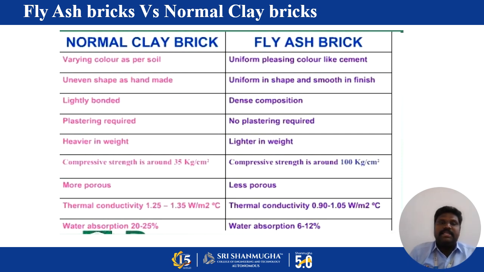Normal clay bricks are lightly bonded; fly ash bricks have a dense composition. Here plastering is required; here no plastering is required, as the shape itself doesn't need any finishing. Clay bricks are heavier in weight, fly ash bricks lighter in weight. The minimum compressive strength is around 35 kg per centimeter square for clay, and around 100 kg per centimeter square for fly ash. Clay is more porous, fly ash is less porous. Thermal conductivity varies from 1.25 to 1.35 for clay, and from 0.9 to 1.05 for fly ash. Water absorption varies from 20 to 25% for clay, and from 6 to 12% for fly ash.